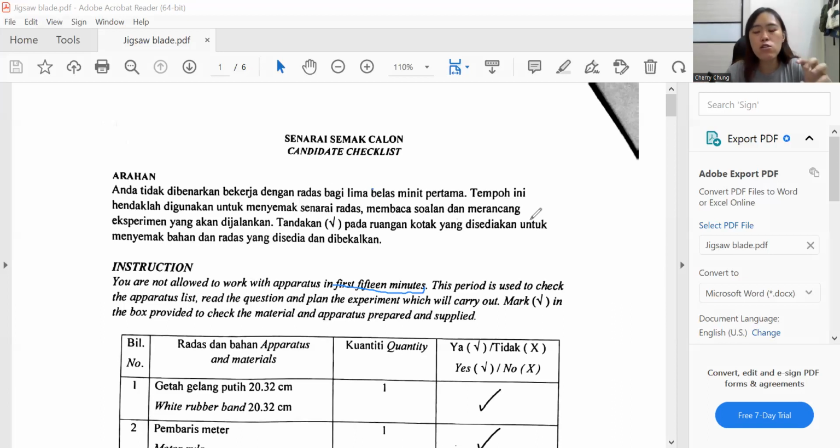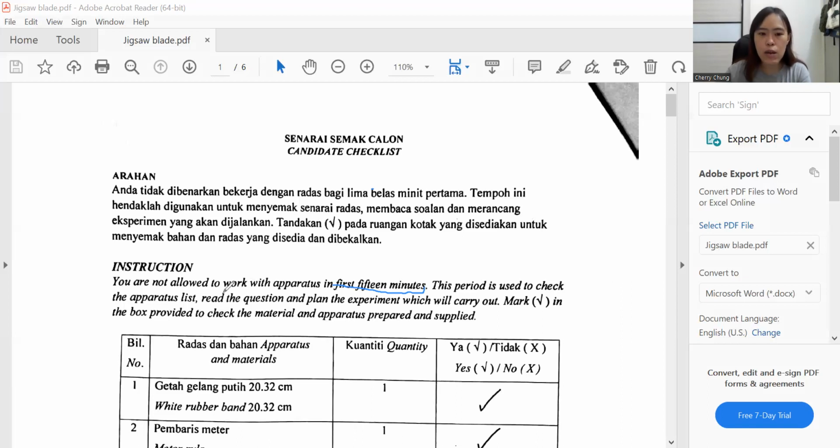You can choose whether to start with bio, chemistry, or physics. It's up to you, you can choose which experiment to do first based on your preference. Maybe you think physics is much easier than the other two subjects, so you can start with physics first. The same goes for chemistry and bio.